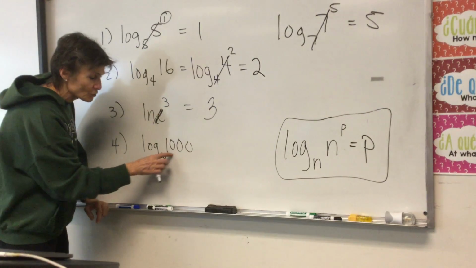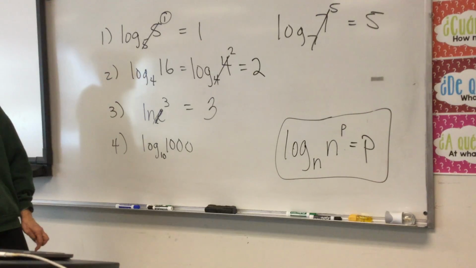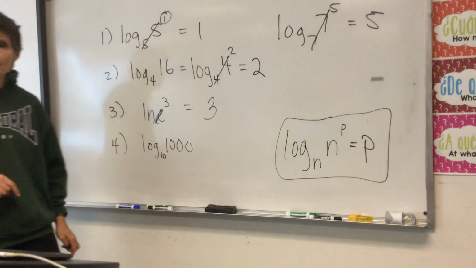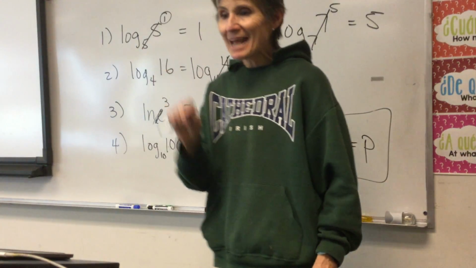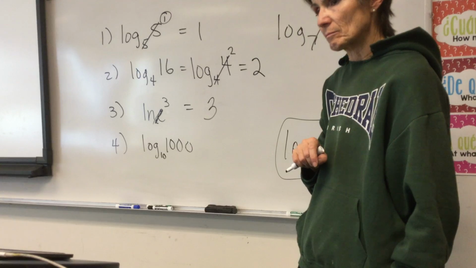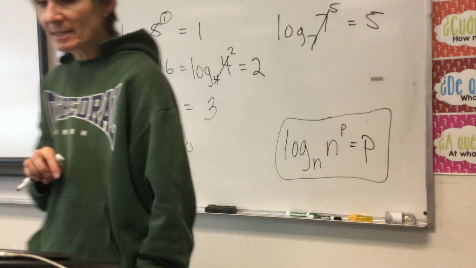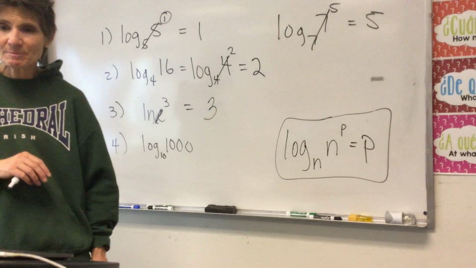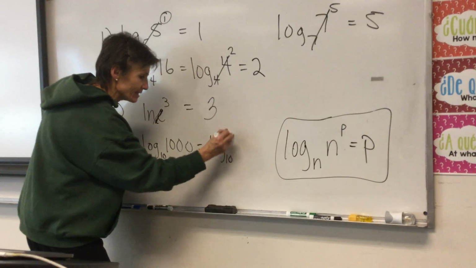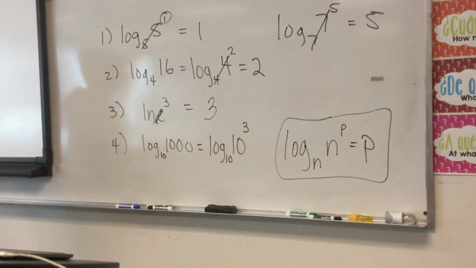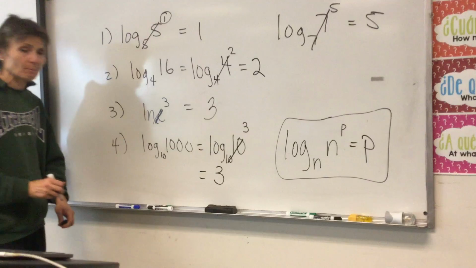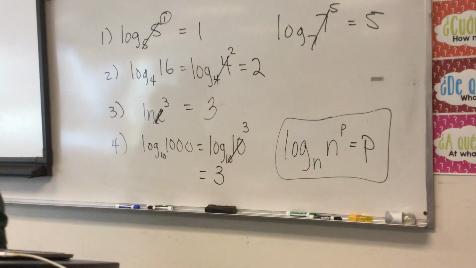Now, these two numbers don't match. Can we rewrite 1,000 as a power of 10? Is 1,000 10 to some power? I see Dasmond doing something there. Are you telling me the answer, Dasmond? 3. He says 1,000 is 10 cubed. These two numbers match, so the answer to that problem is also 3.